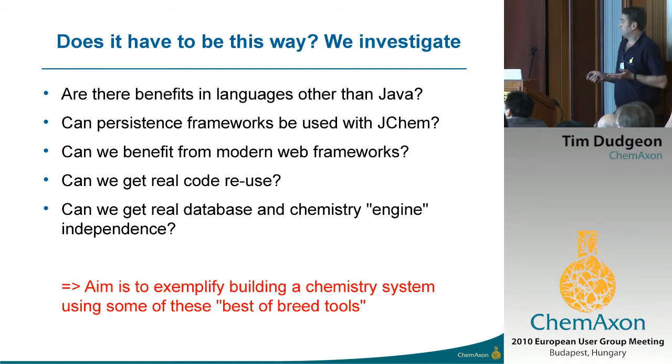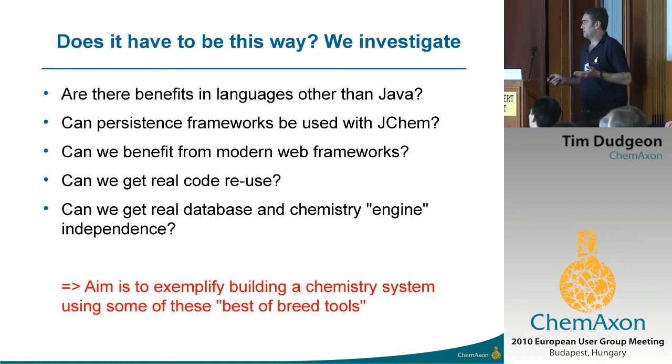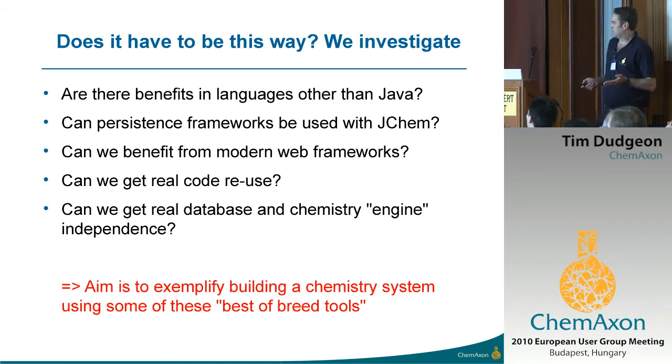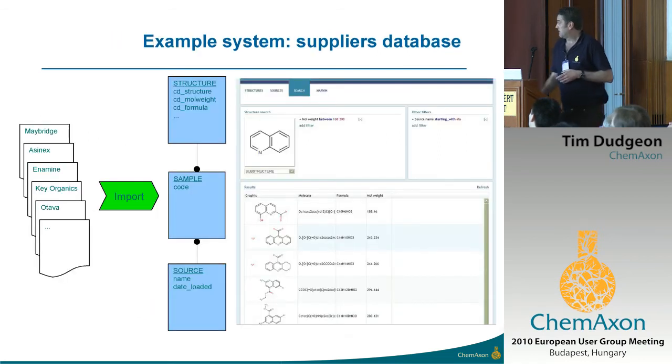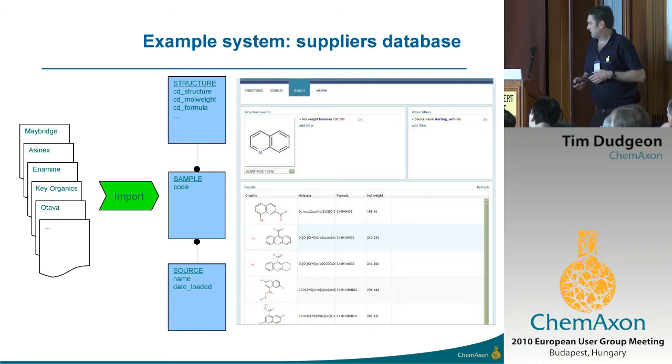And this was our experiment. So we wanted to look at, are there benefits in languages other than Java? Can persistence frameworks be used with JChem despite those problems? Can we use modern web frameworks? Can we get real code reuse as opposed to having to copy and paste everything? Can we get real independence from the database and from the chemistry engine? So the aim is to exemplify building this using some best-of-breed tools.